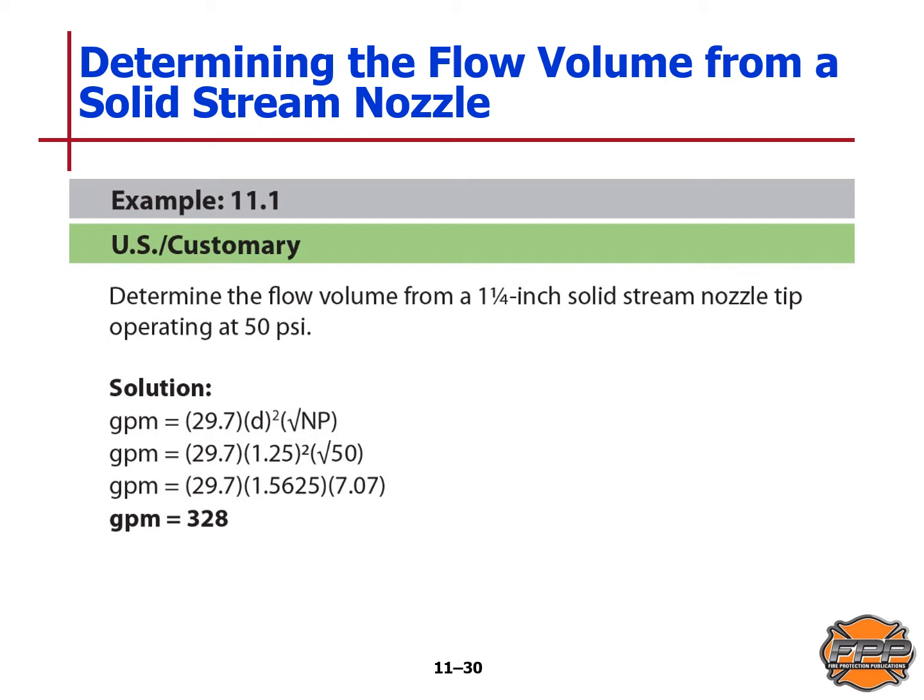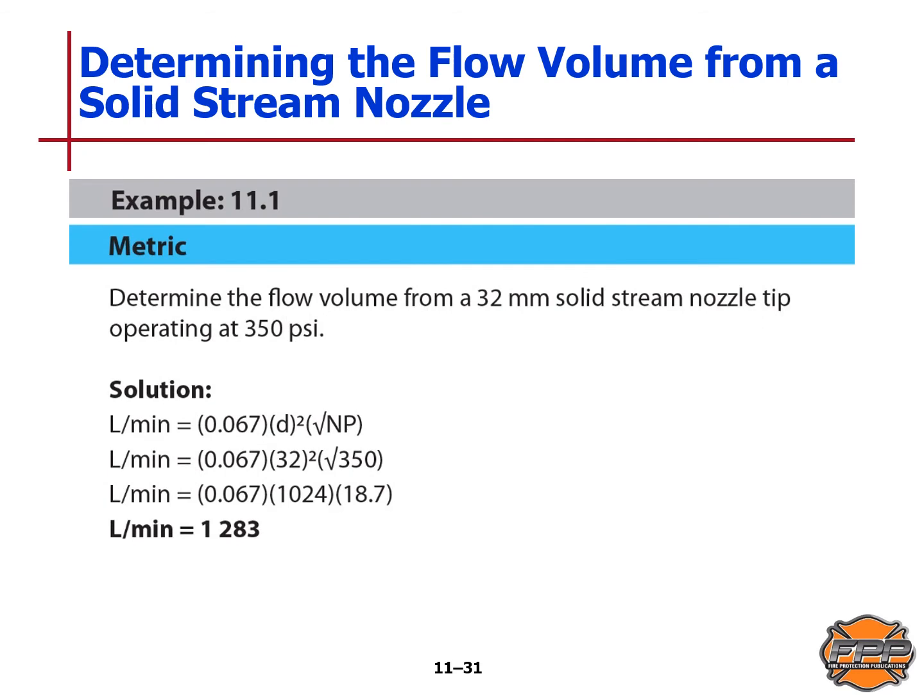That gives you gallons per minute equals 29.7 times 1.5625 times 7.07, which gives you gallons per minute of 328. Pretty straightforward. Here's your example in metric.